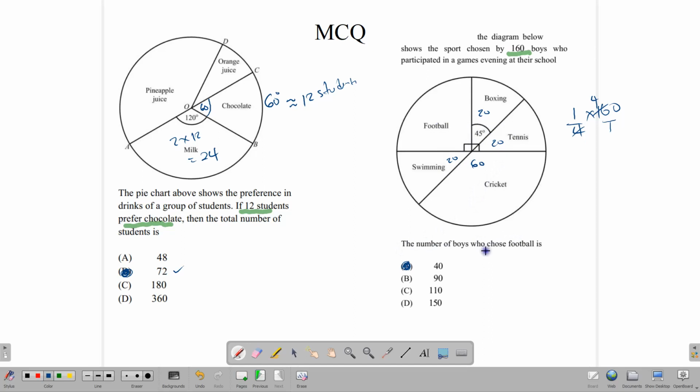In terms of this question though, persons who chose football, it's a quarter of the circle, and that is 40 boys. So that is how you draw a pie chart.